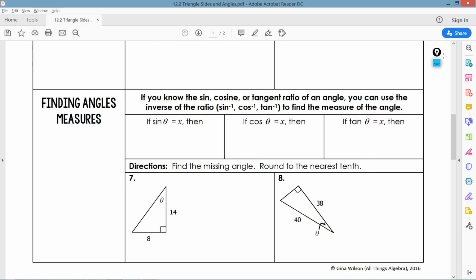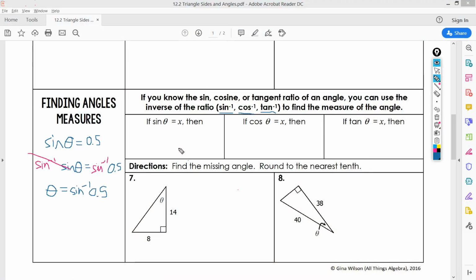So let's do this with a couple examples. Oh, let's fill this out. So if sine of theta equals x, then theta is equal to inverse sine of x. If cosine of theta equals x, then theta is equal to inverse cosine of x. If tangent of theta equals x, then theta is equal to inverse tangent of x. Okay, so pretty simple.